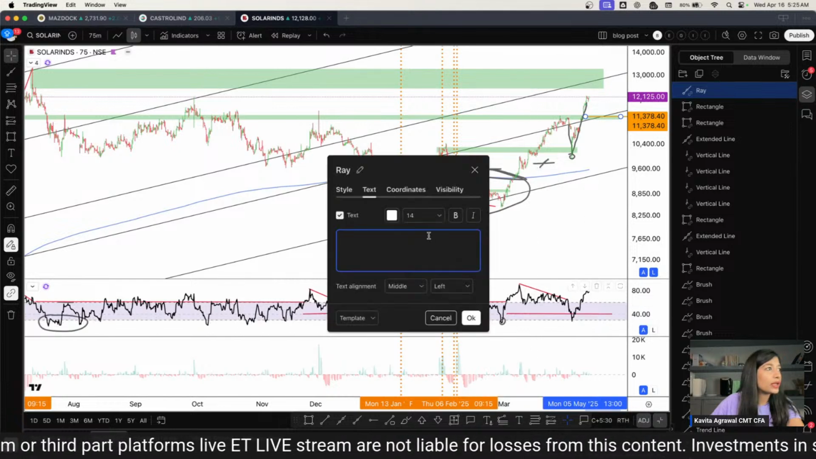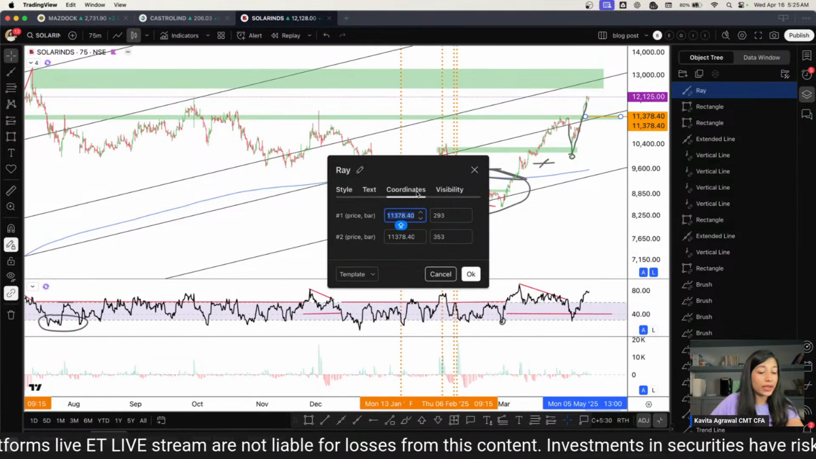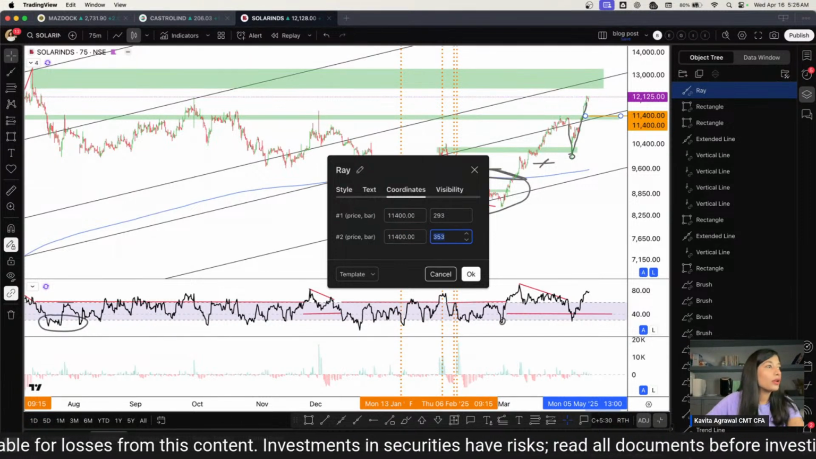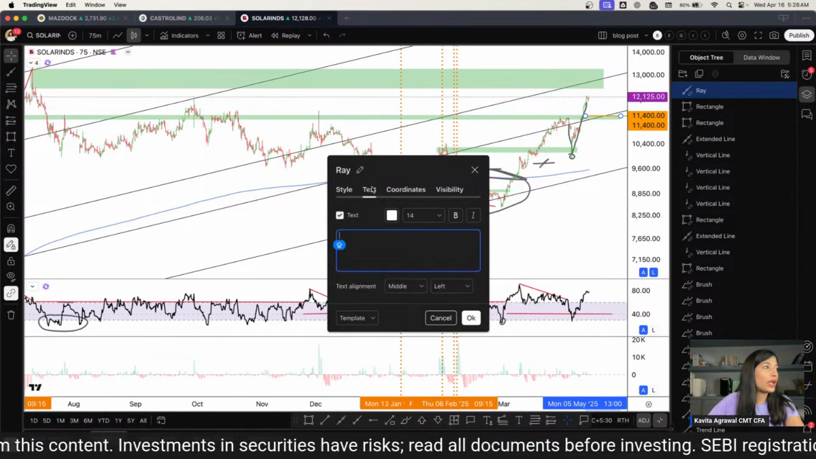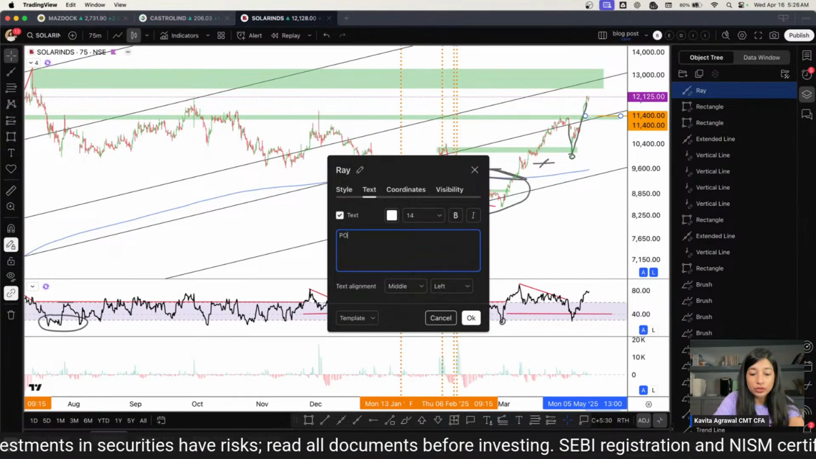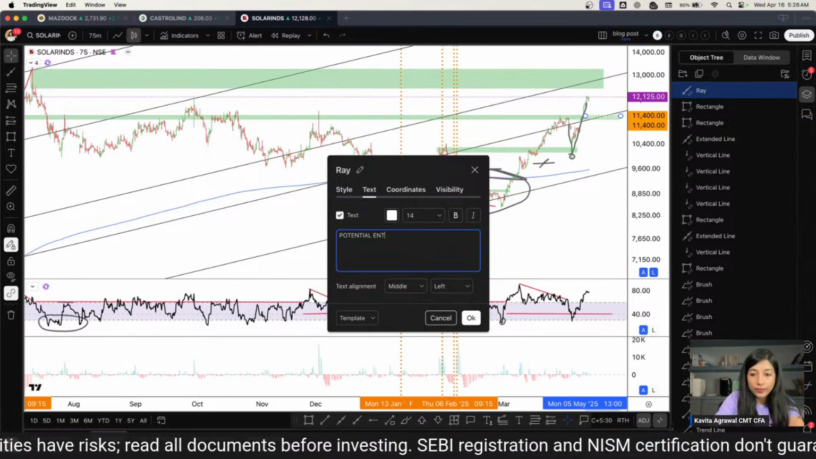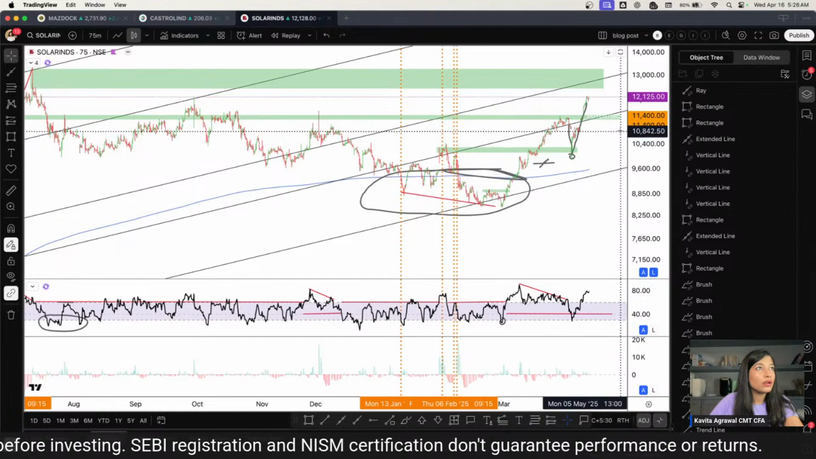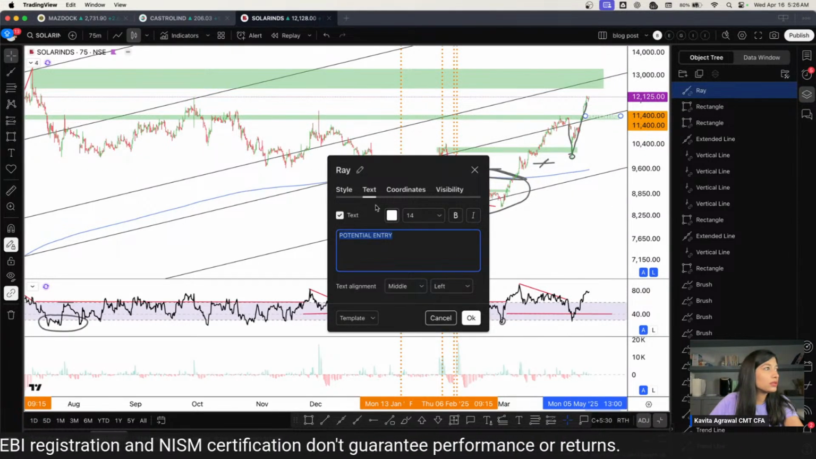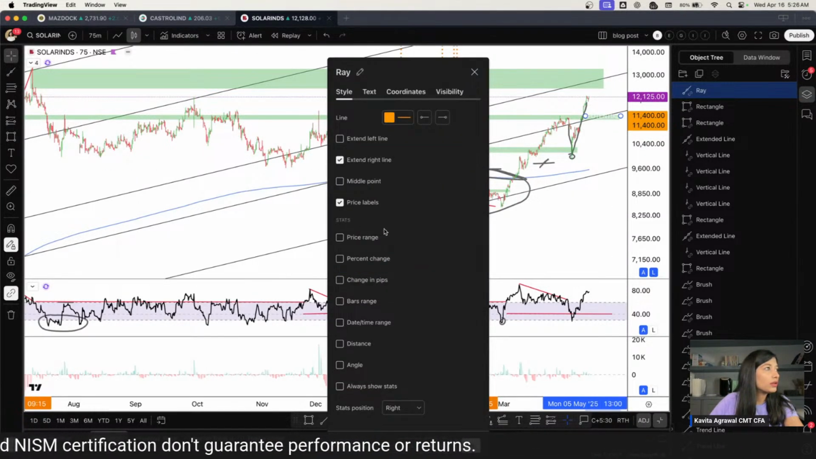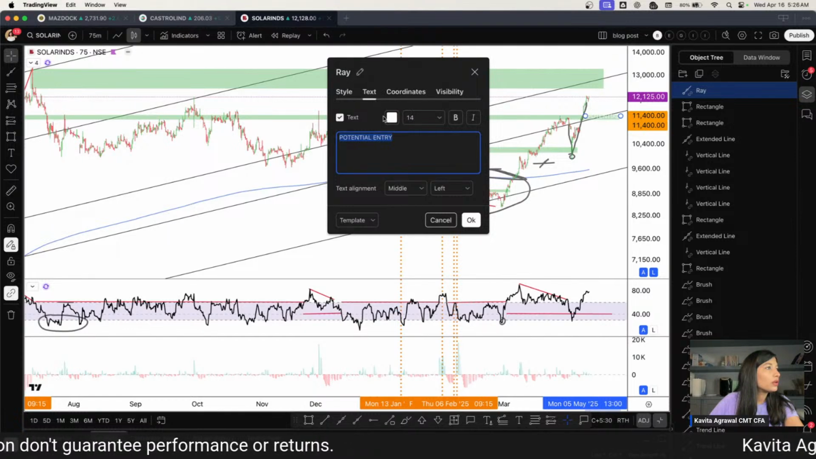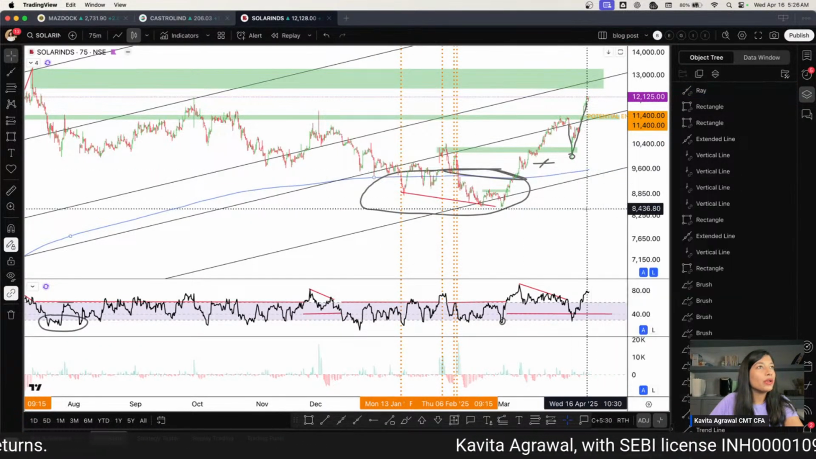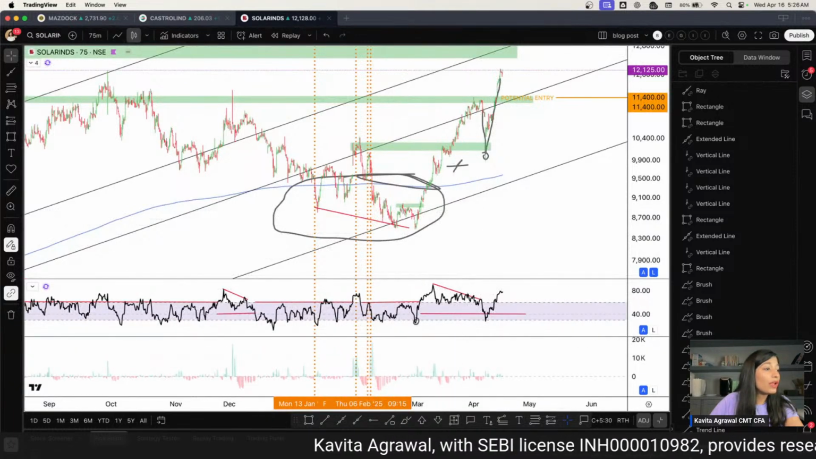Let's go into settings and let's write 11,400. Okay. And let's go into text and potential entry. So this looks like the potential entry. There you go. Okay. And then where would my stop loss be?